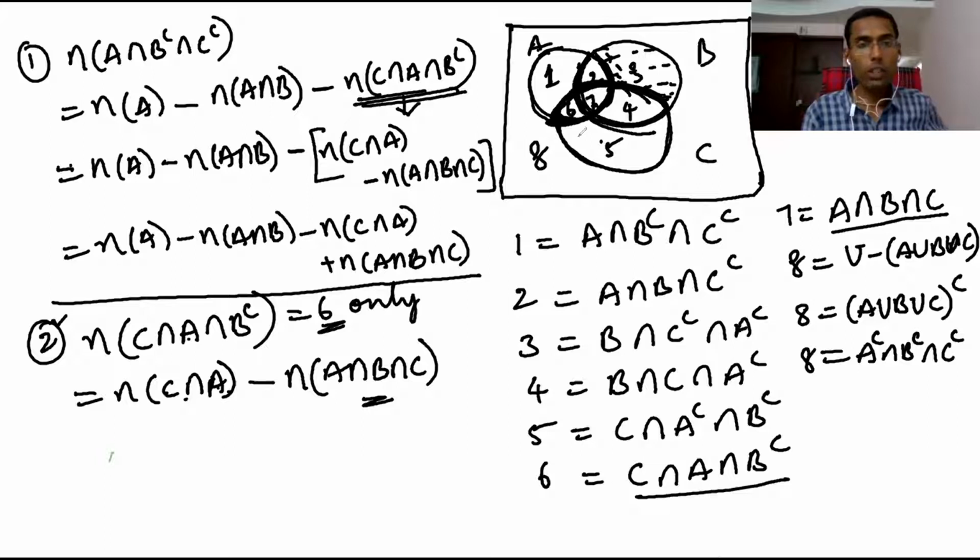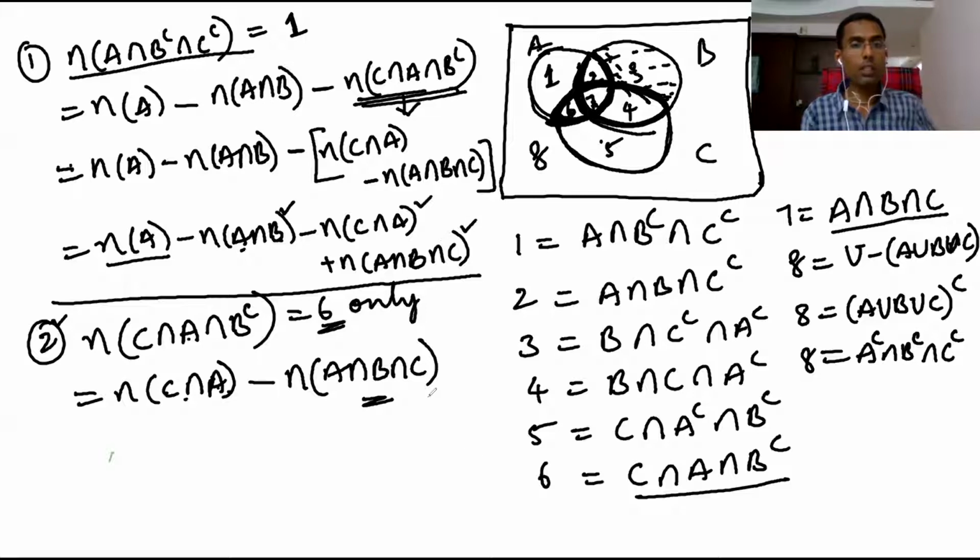Now if we tell you simply only A, this means only part 1, the number of elements in part 1. So from the whole A, I should remove 2 and 7. I removed A intersection B, that means 2, 7. Then I removed C intersection A, that means 6, 7. So 7 I removed twice, therefore one time I add 7.